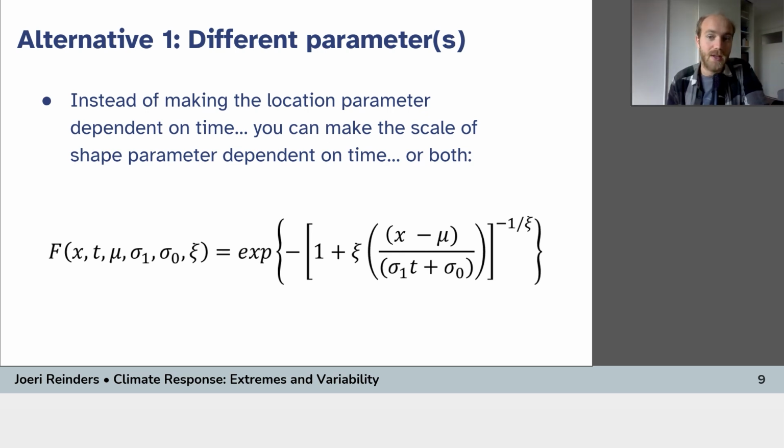Here I added a linear trend to the scale parameter. You see that we again have four parameters: mu, the location, the shape parameter, and scale 1 and scale 0, scale 1 being the slope and scale 0 being the intercept. So that's one alternative that you can add.